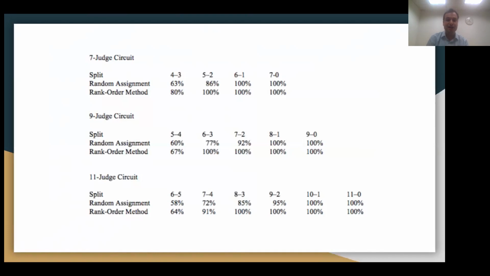Compare that to the rank order method. Here, 9 out of 10 of the panels will be representative panels, or panels that go for party A, and only 1 in 10 will be outlier panels, panels that go for party B.